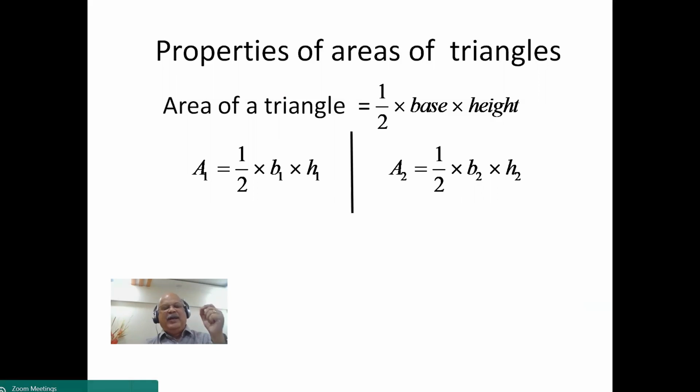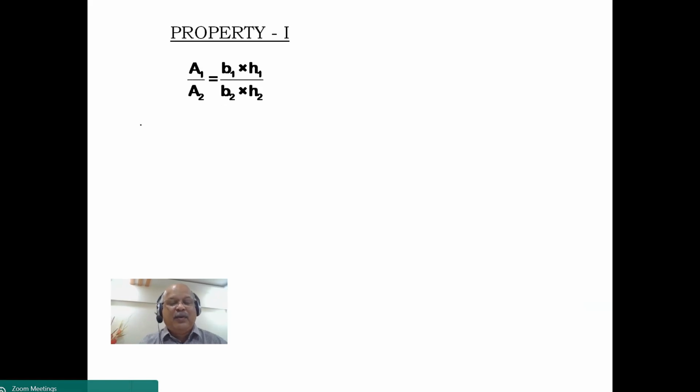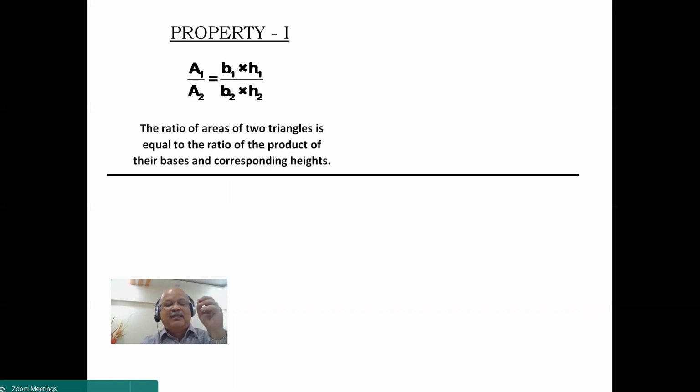Now children, if I have to find the ratio of the areas of these two triangles, I would divide the left-hand sides. If I divide the left-hand sides, obviously I have to divide the right-hand sides as well. Now this half and half gets cancelled, and the result that I get is the ratio of the areas of these two triangles is equal to base into height upon base into height. Now this is what we call property number 1. The property number 1 says that the ratio of the areas of two triangles, in short, can be said as base into height upon base into height.